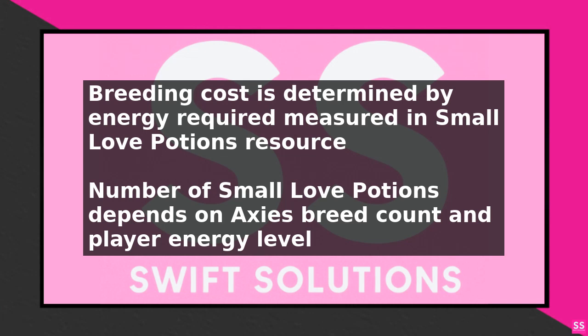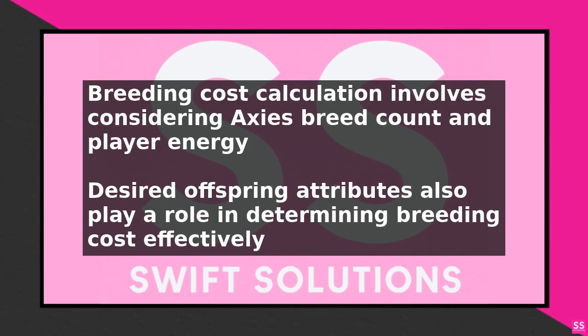Calculating breeding cost. To calculate the breeding cost, players need to consider the following factors: the Axie's breed count, the player's energy, and the desired offspring attributes. The breeding cost can be calculated using a formula that takes into account these factors. For example, breeding two Axies with a high breed count and specific attributes can result in a higher breeding cost.